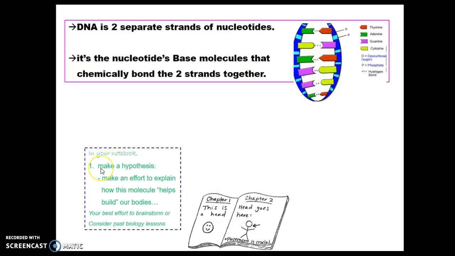It says make a hypothesis. So in your notebook, make an effort to explain how this molecule, DNA, helps build our bodies. So what's your first effort to brainstorm and explain just how DNA is supposed to build our bodies, or how it makes us? We know that DNA contains genes, or alleles, that create our traits. How do we think that happens? This is your first opportunity to generate, based on what we've understood so far, how that happens.